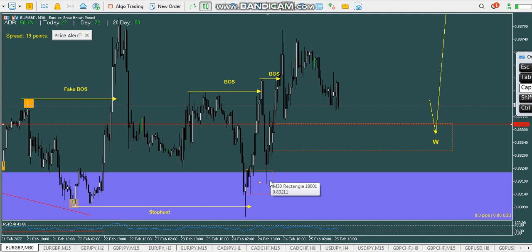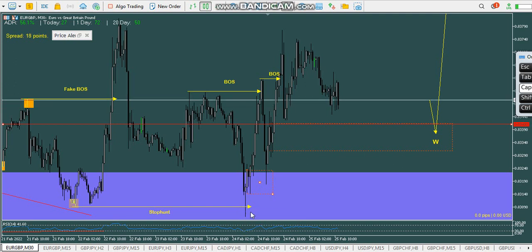What makes it most likely to play out is that there is a stop hunt. It's not like this one here where we had to wait to see a W form. This one is a bit different because there is already a stop hunt, meaning price is not likely to trade below this level. So this is a trade, guys, that I just missed. It's a trade that I could have taken from here and I could have gone up with it.